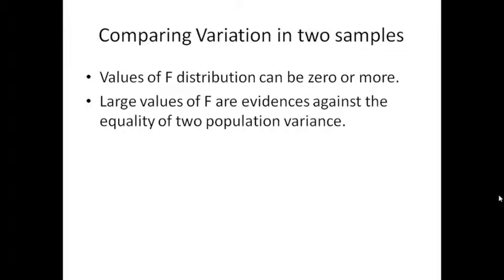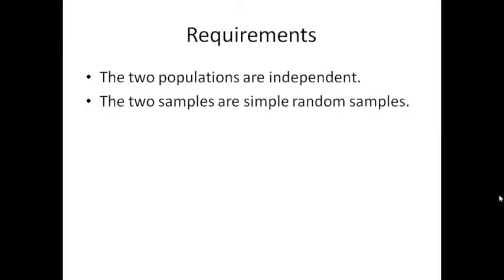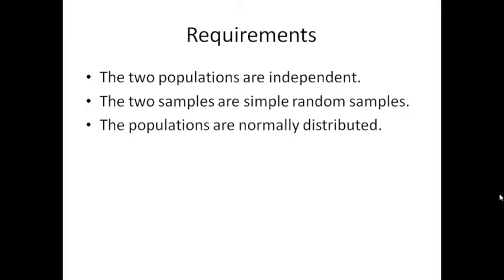In this test, we compare the variation in two samples. The values of F distribution can be 0 or more, and the large values of F are the evidence against the equality of two population variances. To do the test, the two samples have to meet the following requirements. The first one is the two populations are independent. The second one is the two samples are simple random samples. The third one is the populations are normally distributed.